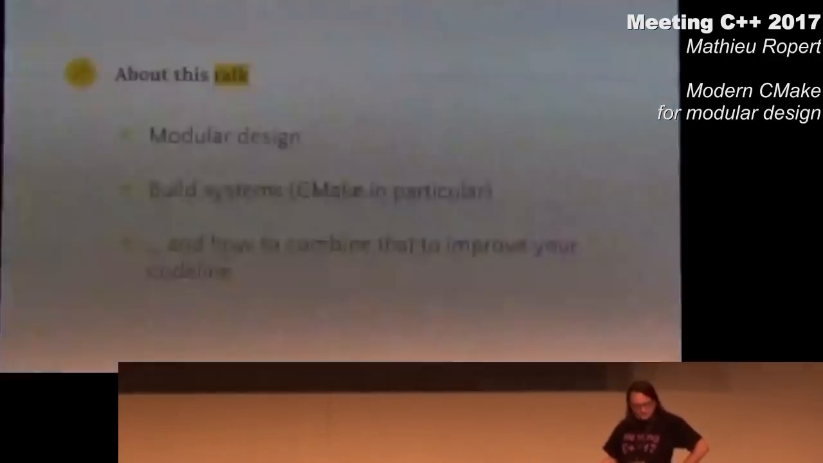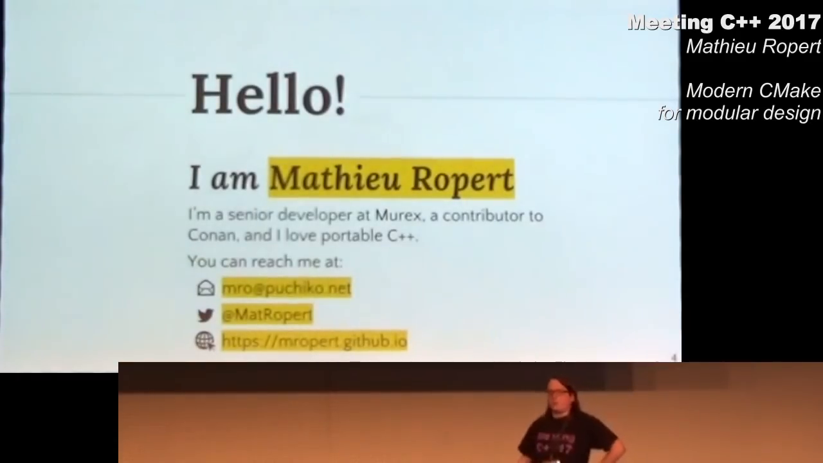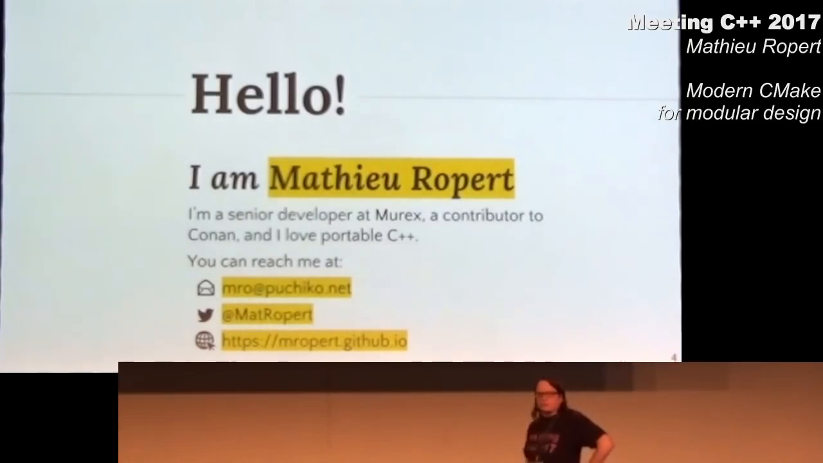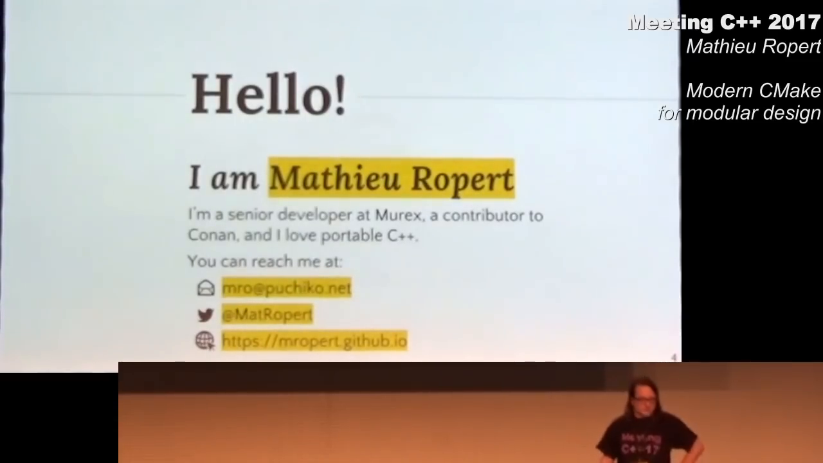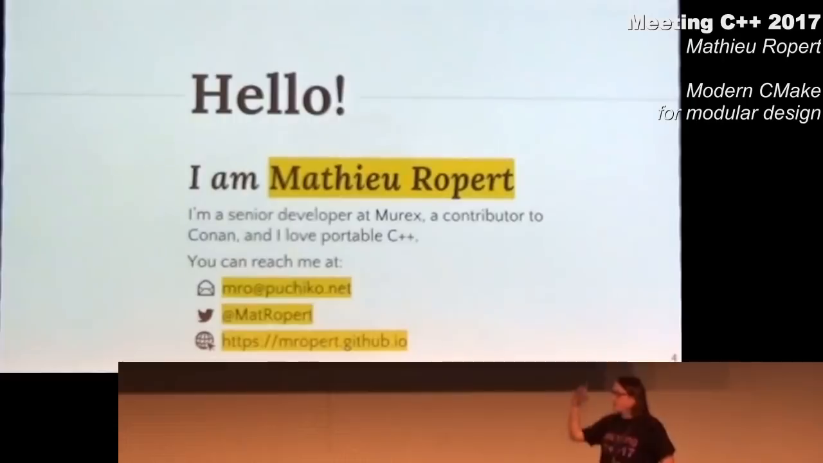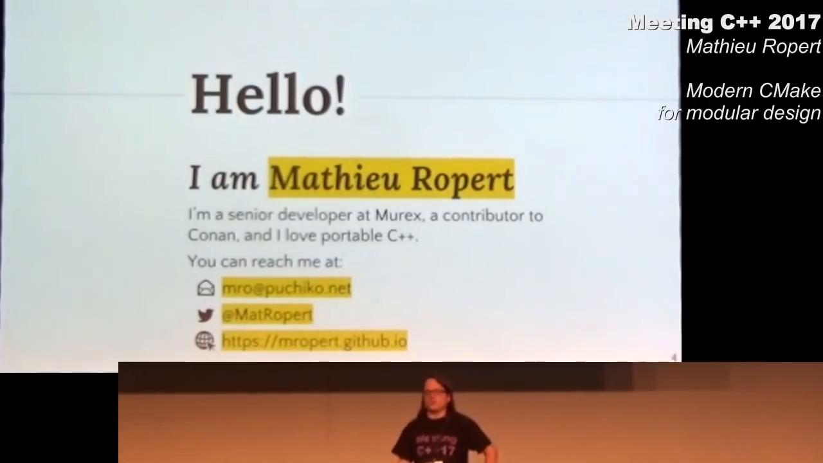That will be explained. So my name is Mathieu. You might have watched my previous talk yesterday on API and ABI. I'm a senior developer at Murex. I also became a contributor to Conan, so I dealt a lot with package management, build systems, that kind of stuff. And of course, I love portability, and if you want a portable build in C++ today, usually you go for CMake. You can find me by email, by Twitter, or at my blog, which mostly talks about build systems today, but will probably evolve over time.